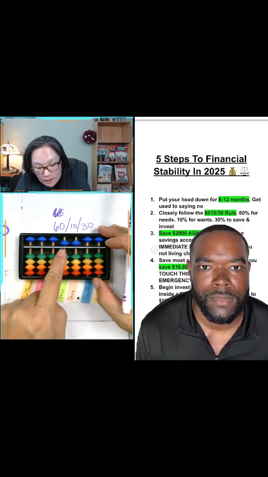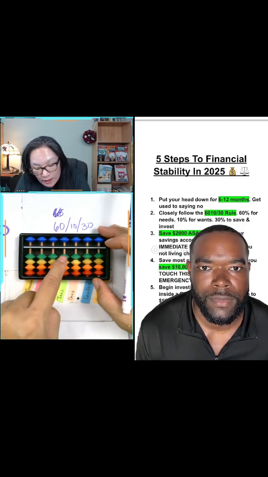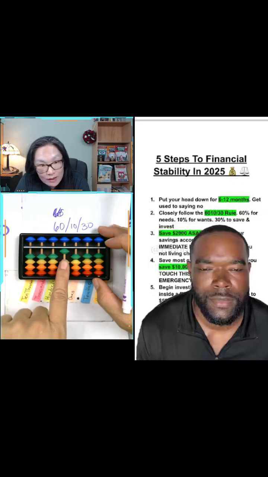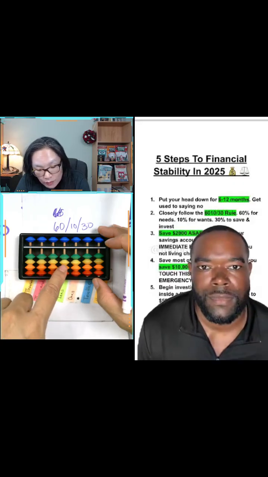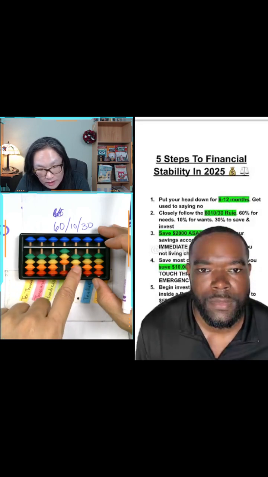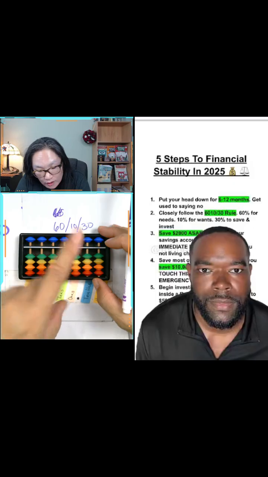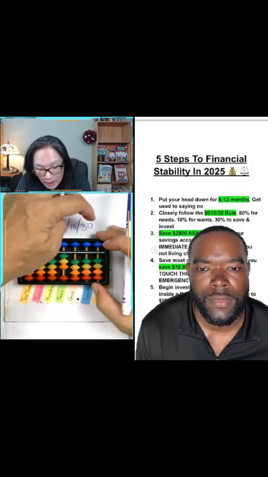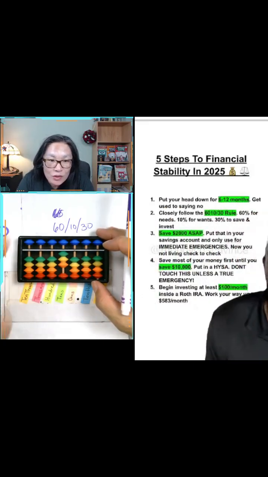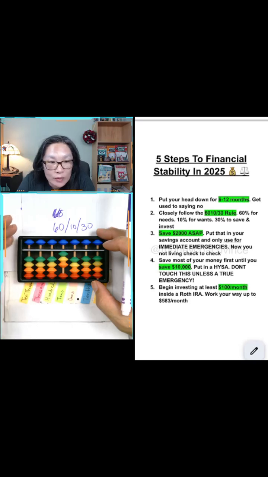This is not 10, this is 55. So on his percentages it's 10% wants, that's what 10 would be. And then 30 would be a 3. 30 is 3 tens and 0 ones. So here it would be 30, right? So we have 60, 10, and 30. This is just to explain how to read the abacus. As he goes through with more numbers, I can explain what it would look like on the abacus.